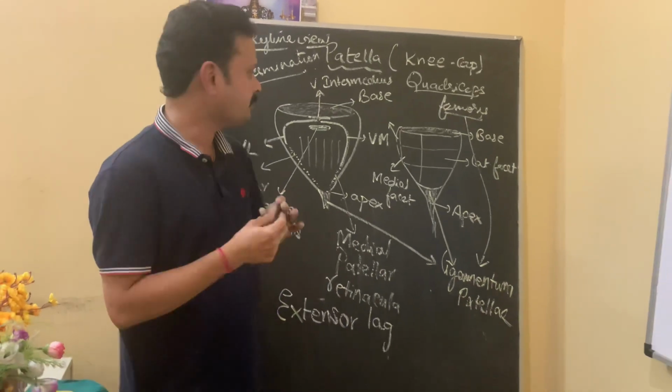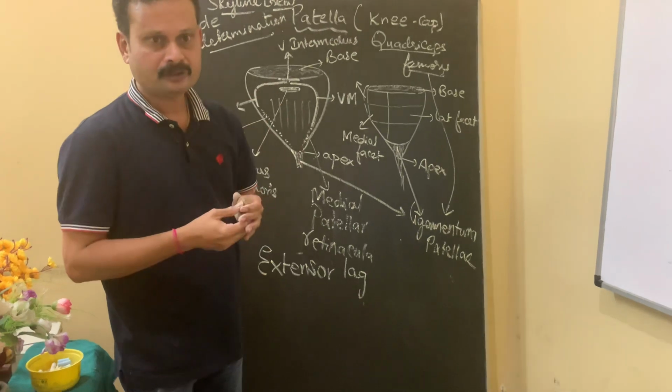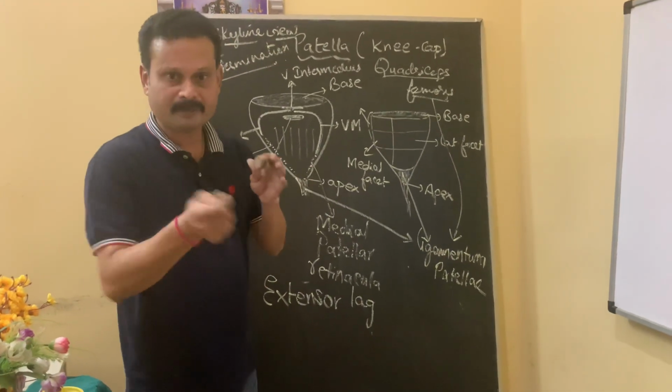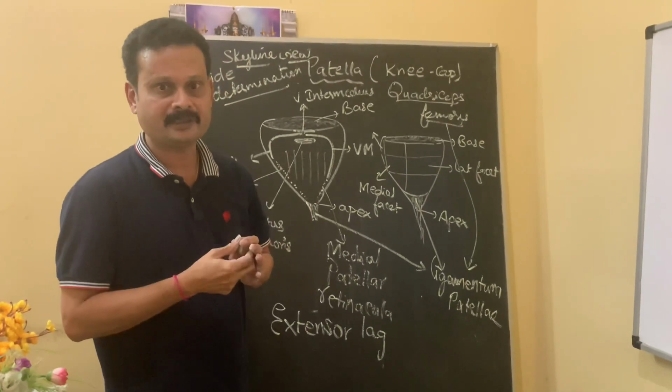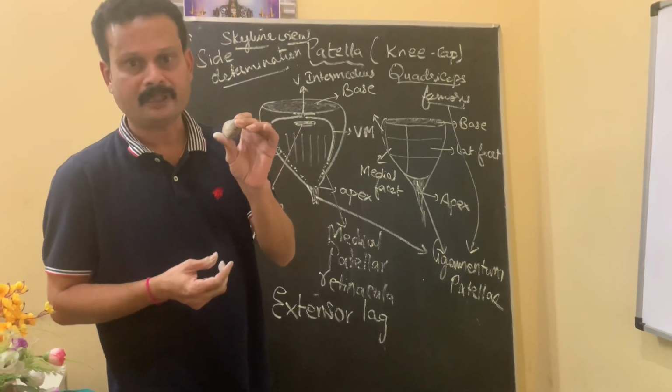These are a few small things, and even the ligamentum patellae can be used in eliciting the knee jerk, where the ligamentum patellae or the patellar tendon is used for eliciting the knee jerk. This is all about the small bone called the patella. Thank you.